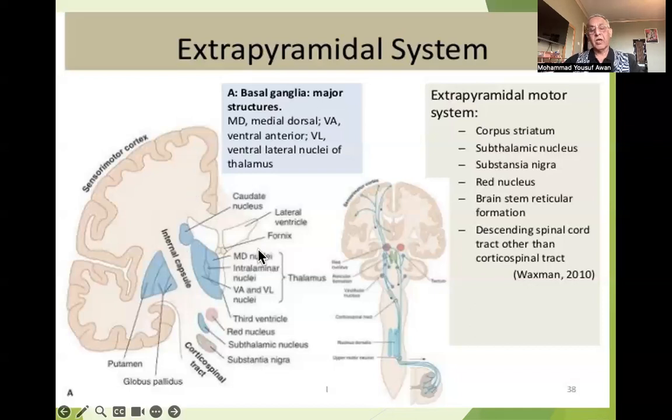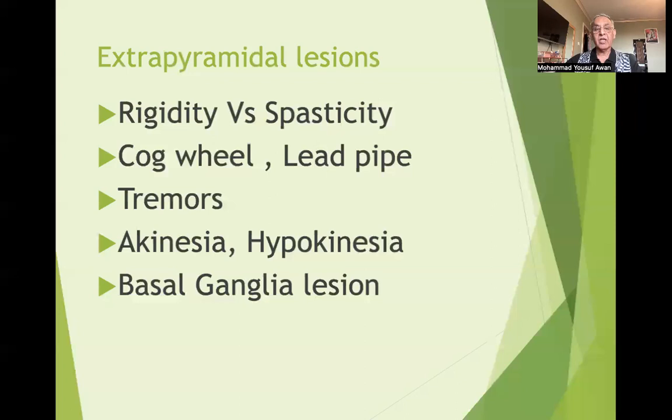to the cortex. But damage to this part of the brain, the basal ganglia system, will cause signs which are called extrapyramidal signs, and the extrapyramidal signs include rigidity, cogwheeling, which I will discuss. Right. The rigidity, what is rigidity? And how does it differ from the spasticity?